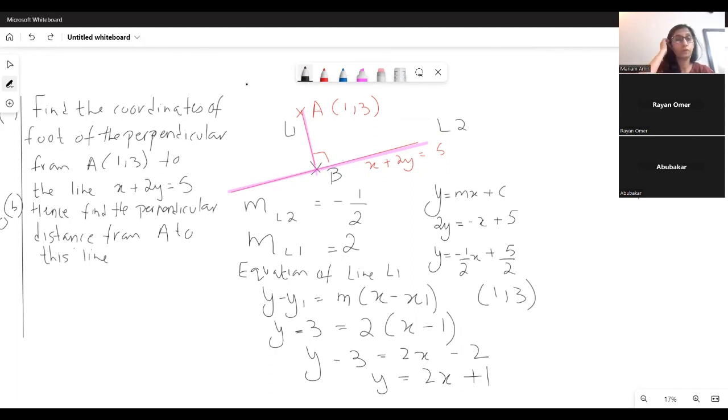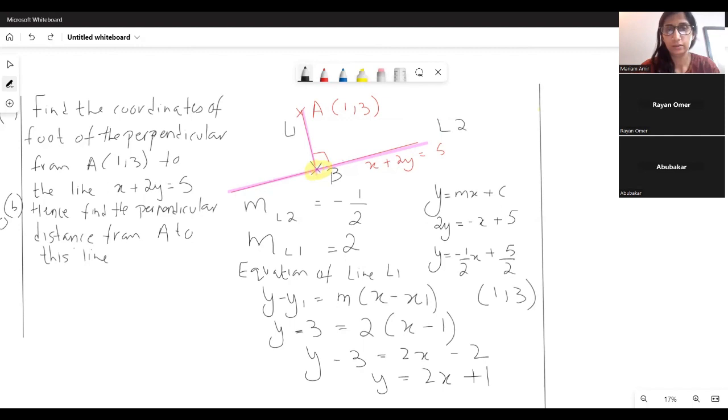Now the question was, find the coordinates of the foot of the perpendicular. How do we find the coordinates of B? I've called the foot of the perpendicular B. You have the equation for L1. You're already given the equation for L2 in the question. You solve these simultaneously.